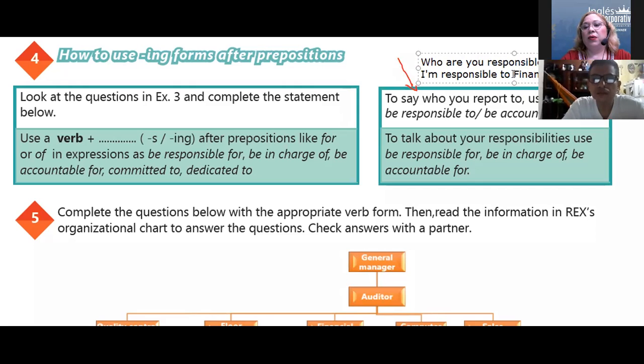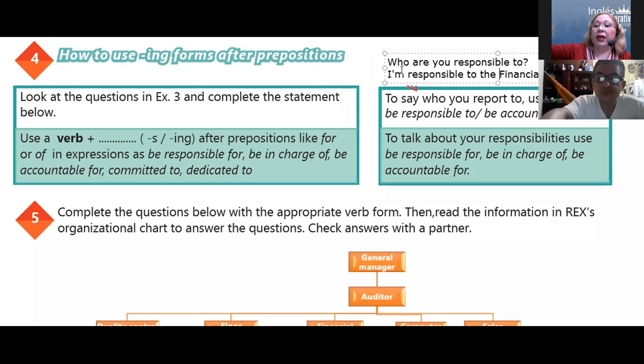Okay, to the financial manager, okay? I am responsible to the financial manager. He is my boss, right? You got it? This is different. Okay. Esta colocación is completely different to this one. Okay? ¿Hoy sí? Sí, ya.